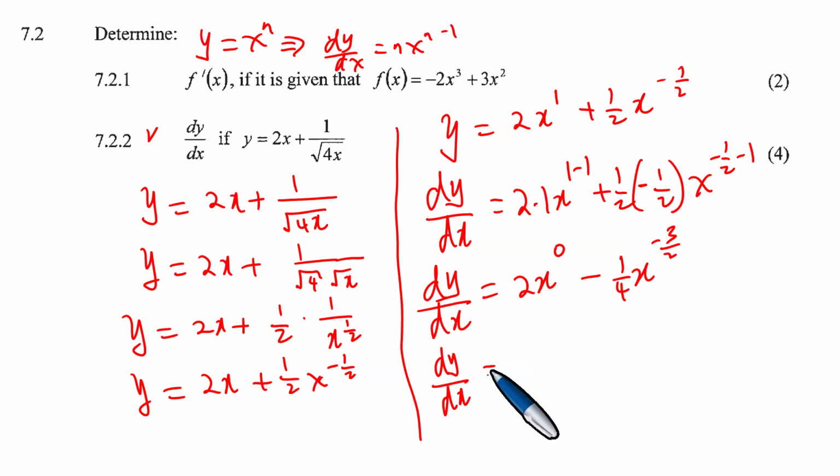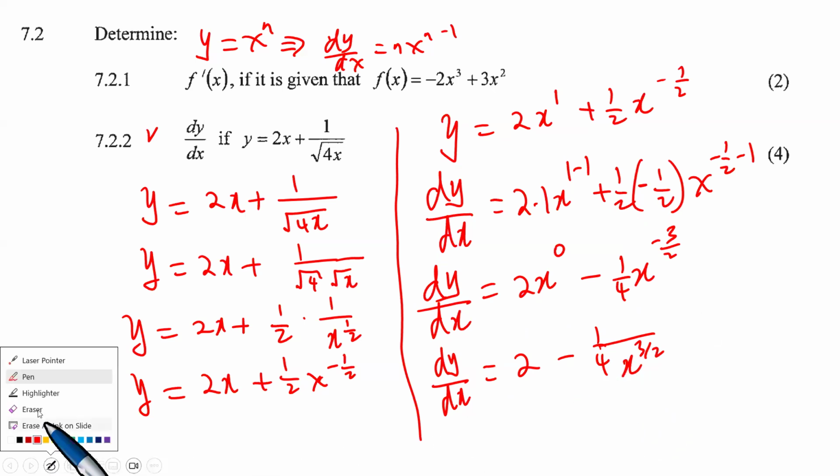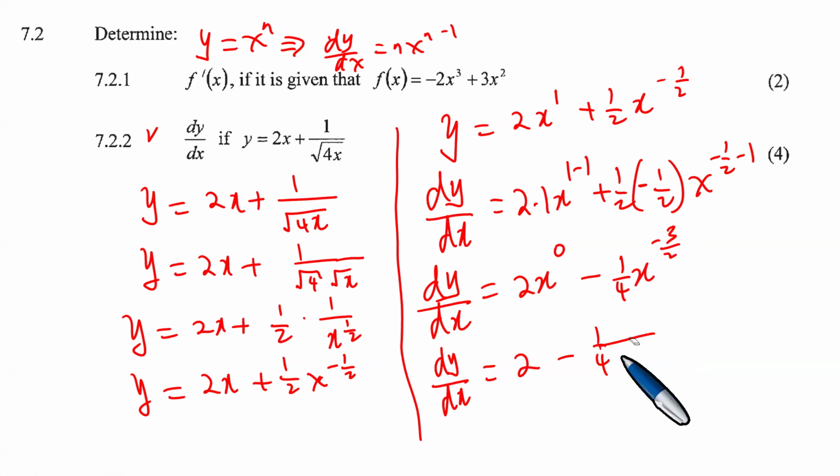meaning that we have dy dx. What is x to the power 0? X to the power 0 is a 1 times 2, giving us a 2. And then you have x to the power 3/2. Okay, and this is the answer. Because x to the power 0 is 1, but now this is very important. It is 1 provided x is non-zero.